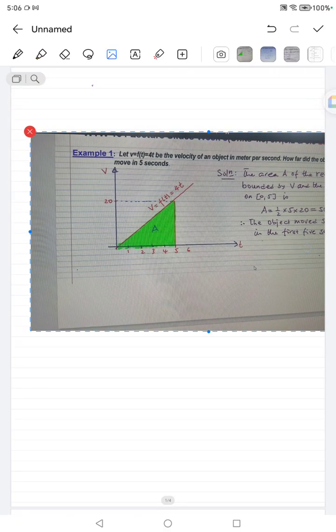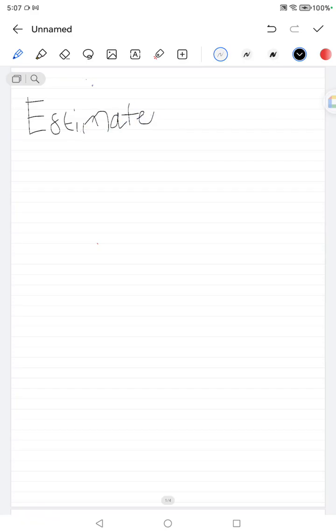Okay, on this side. So the other question, if I remember, was the one where they said: estimate the integral of 9 and 1 over x dx by 4 subintervals.